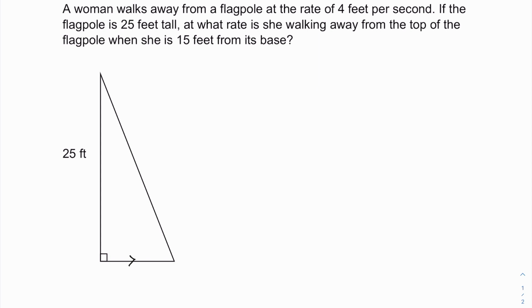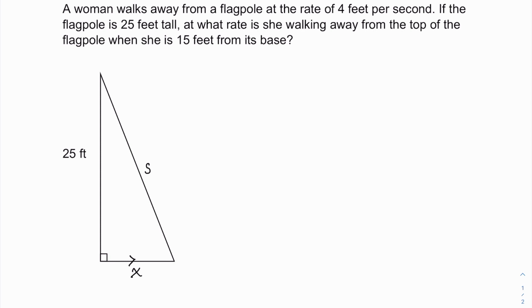And she is walking away from the flagpole. So her distance from the flagpole, we're going to call x. And we're measuring the distance that she's away from the top of the flagpole, so from her feet up is the distance that we're talking about. Now, we also need a variable for the hypotenuse. We'll just call this s.